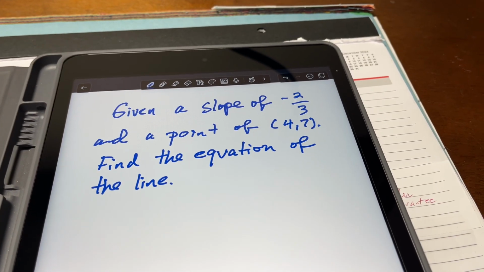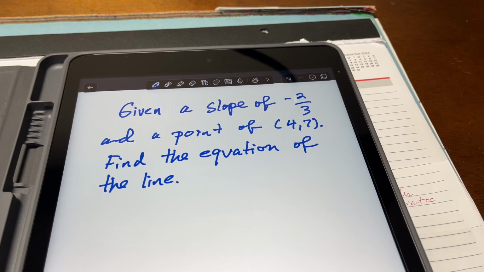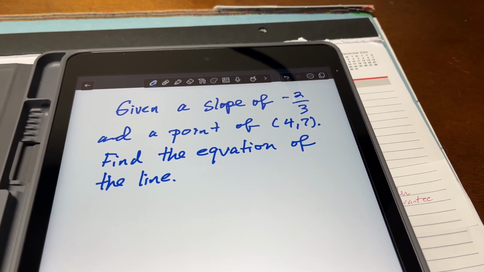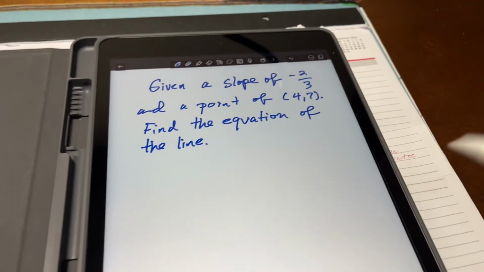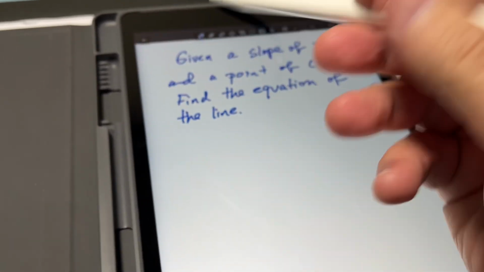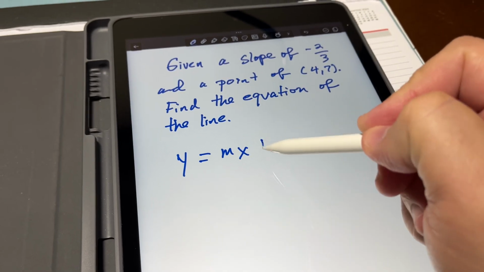All right, let's consider this equation. Given a slope of -2/3 and a point (4, 7) that's on the line, find the equation of the line. And I'm talking about using slope-intercept form. So I'm going to write that down first. So y equals mx plus b.